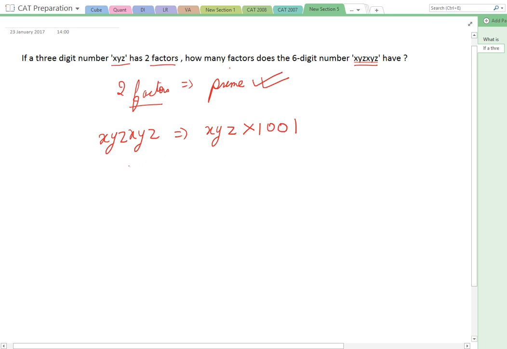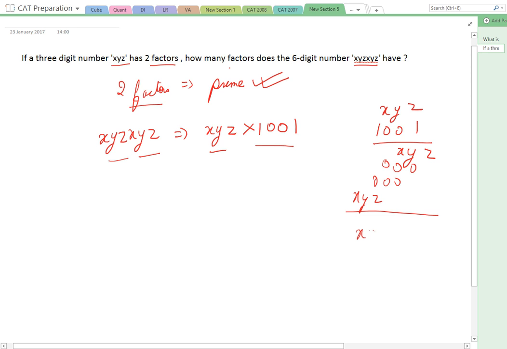The other thing which we need to notice is that if the number can be written in the format xyzxyz, it can be written as xyz into 1001. And we can just quickly see how that happens. If you multiply xyz by 1001, you will get the first number xyz, then 0, 0, 0, and then again xyz. So you can write xyzxyz as xyz into 1001.